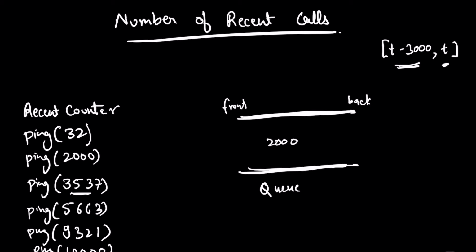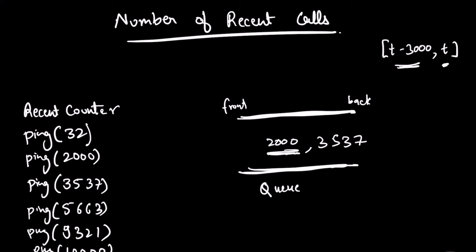And again, check the new front element of the queue. So that's 2000. Now 2000 actually lies between t minus 3000 and t. It doesn't happen before 3537 minus 3000, right? So it's not an outdated call, it's a recent call. That's why we just append 3537 to the queue. Okay, that's all. And then let's move on to the next function call.